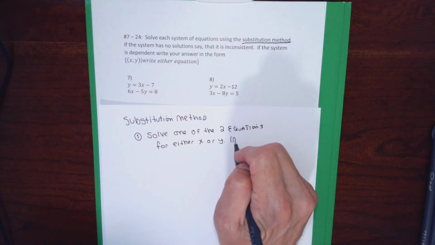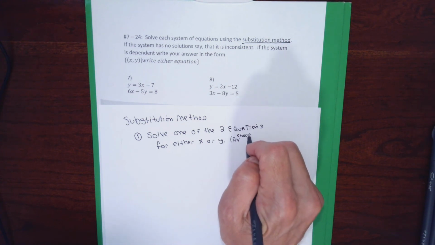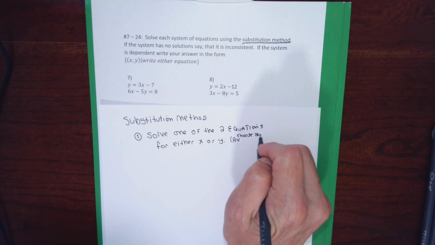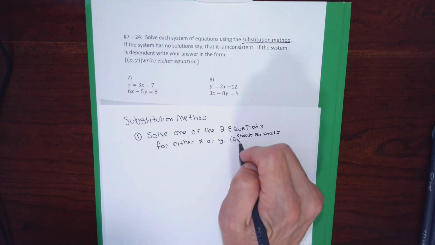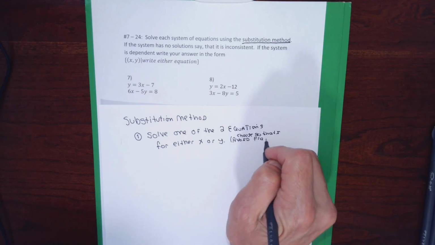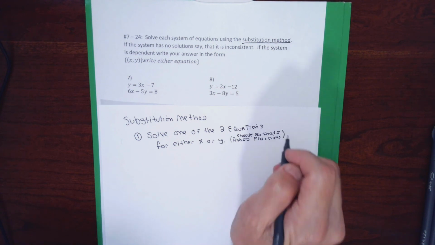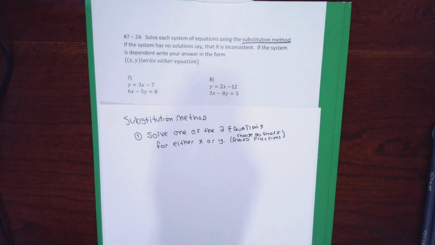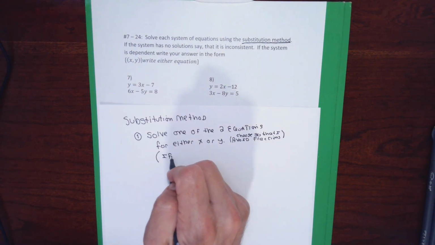And I'm going to choose so that I avoid fractions. The first few problems, this is already done for me. So I'm going to solve one of the two equations for either x or y if it's not already done for me.